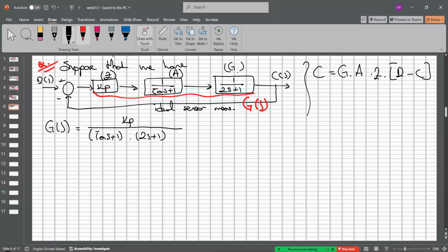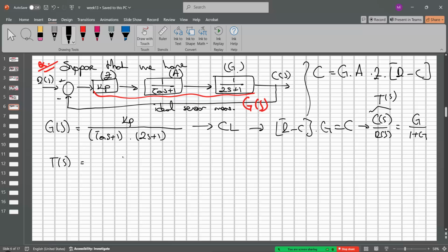In order to create the closed-loop dynamic, we can write that (R minus C) times G is equal to C. And so our closed-loop transfer function C(s) divided by R(s) is equal to G divided by (G plus 1). This can be equalized with T(s), and after the calculation T(s) is KP over 2 tau A S squared plus (tau A plus 2)S plus (KP plus 1).